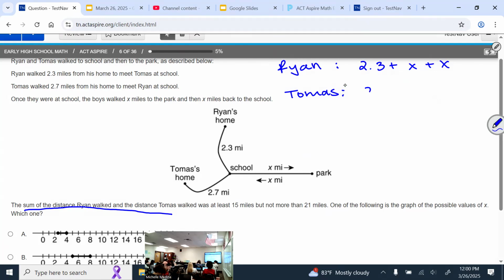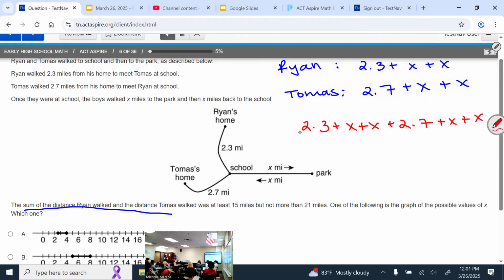Tomas walked 2.7 miles to the school, X miles to the park, and X miles back to the school. I need to add those together. I could probably condense some stuff here at that point, but I'm just going to add them together how they look. And then combine any like terms.